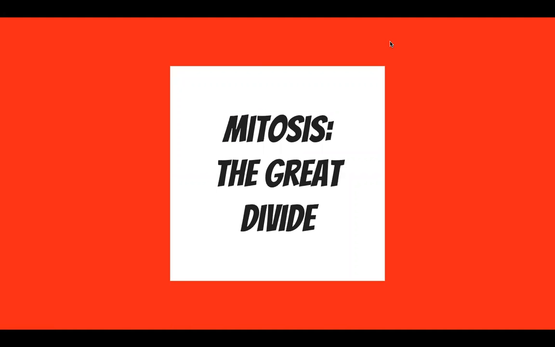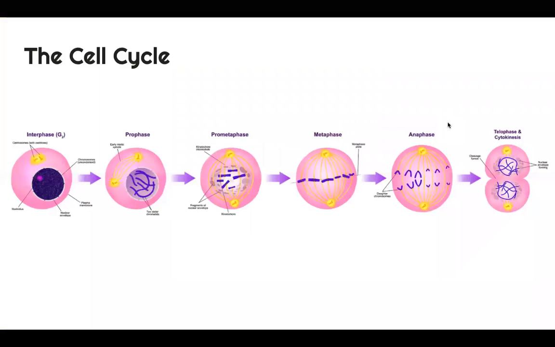Now that we've learned about the cell cycle, we're going to learn about the different steps in mitosis. So here you have your interphase, and this is when everything is ready. This is the last stage of interphase. Everything is ready to begin mitosis. So these are the stages of mitosis.